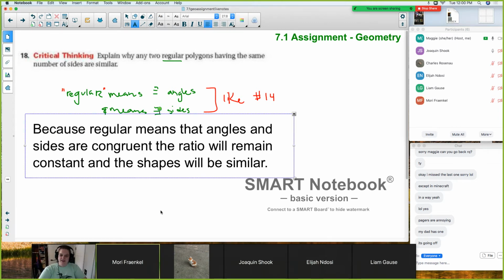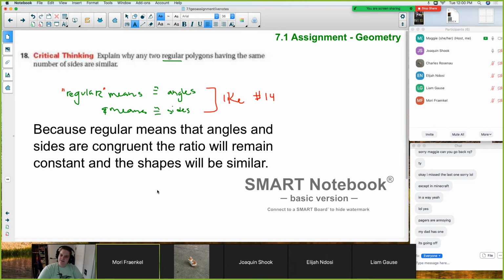All right. So anyway, that's your statement, but because it does say explain, this little doodad of explaining doesn't really help. So because regular means that angles and sides are congruent, the ratio will remain constant and the shapes will be similar.